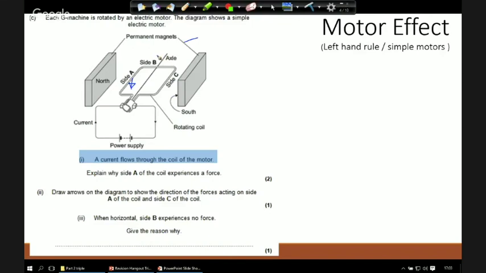Okay, when horizontal, side B experiences no force. The reason for that is it's parallel to the magnetic field lines. So when it's parallel, it doesn't feel a force. The current has to be moving sideways, or cutting through the field lines.